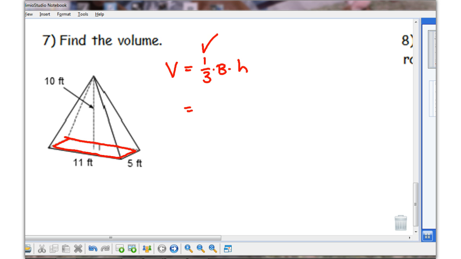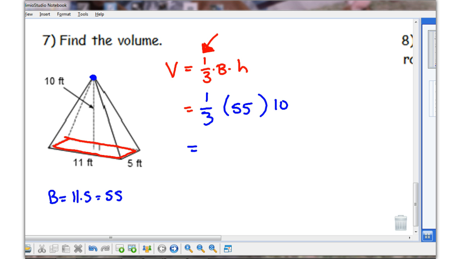And again, that's that 1/3. A lot of people will kind of forget that, so make sure you have that in there. So we have 1/3, and the area of the base, if you want to think about it off to the side, you can. This base is an 11 by 5 rectangle, so that's an area of 55. So our area of the base is 55. And the height of our pyramid from the vertex to the middle of the rectangle down there is 10.